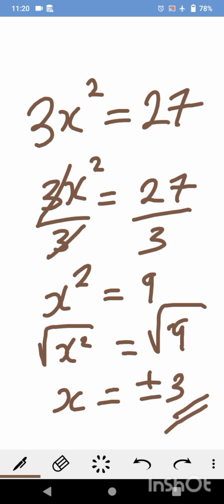Alright, so that's how much we can take for one-step and two-step equations. Let's look at other questions in algebra. Alright, so see my next video involving fractions.